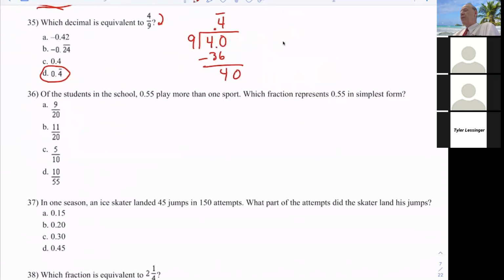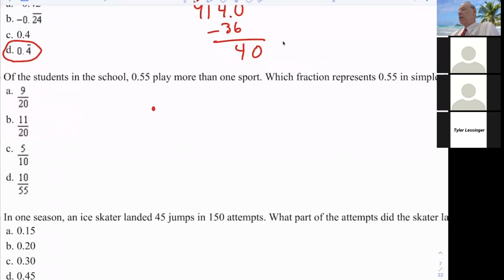So now 0.55 as a fraction. Again, no calculators. So 0.55 is the same as what fraction right off the bat? No, 55 over 100. That's what I want everybody to write down on your paper. 55 over 100. And then you reduce it by a factor of what? 5. So if I divide by 5, 11 over 20. Divide by 5, divide by 5.